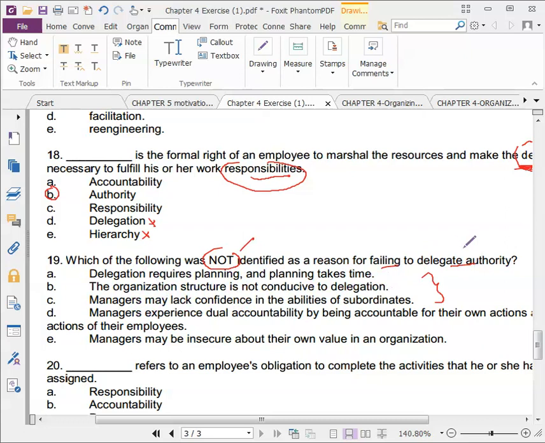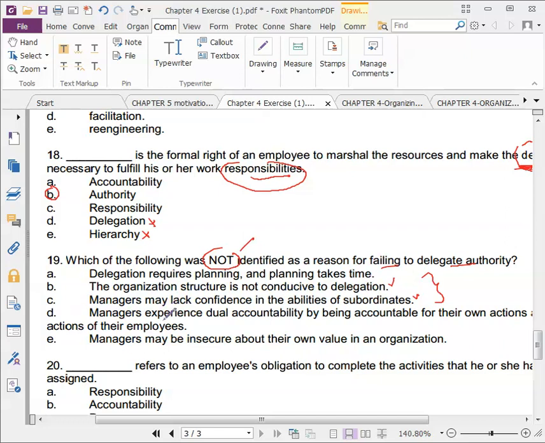Okay. So why do we fail to delegate our authority? Yes, of course, because the organization structure is not conducive. Okay, so these are the weaknesses, the things that can make our delegation of authority fail. How about number C? Managers may lack confidence in the ability of subordinates. Is that true? Okay. They do not trust that their employees will perform the task efficiently. So it will lead to failing to delegate the authority.